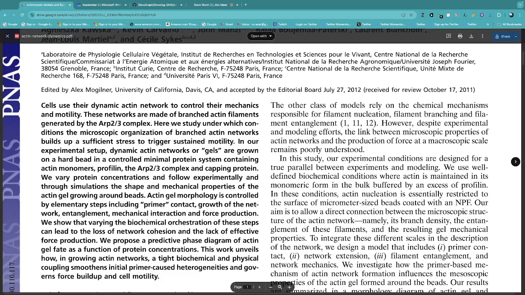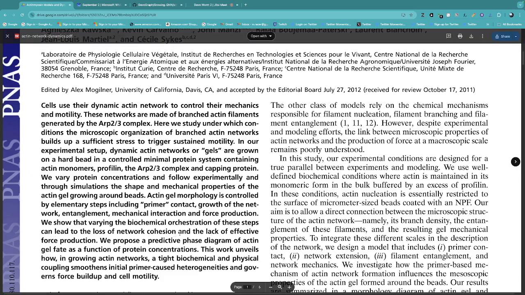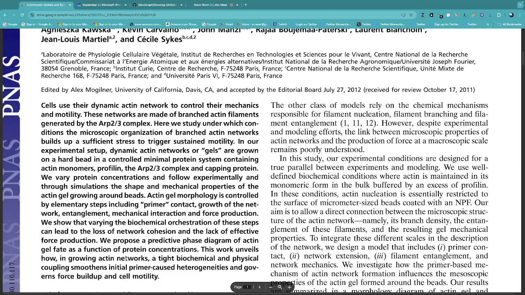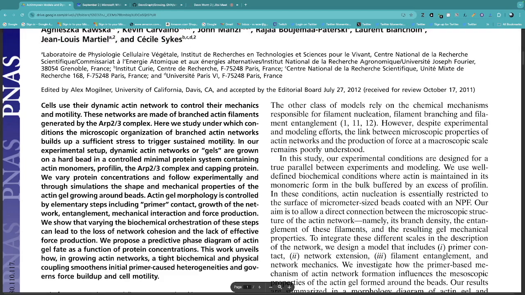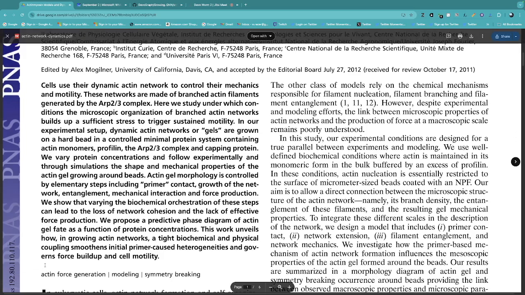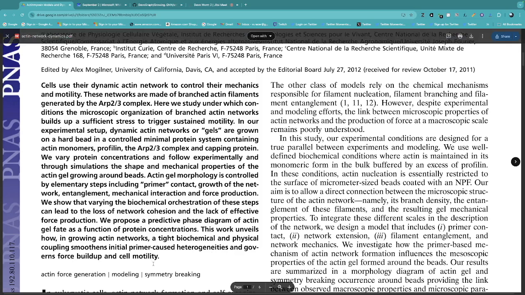We show that varying the biochemical orchestration of these steps can lead to the loss of network cohesion and the lack of effective force production. We propose a predictive phase diagram of actin gel fate as a function of protein concentrations. This work unveils how, in growing actin networks, a tight biochemical and physical coupling smoothens initial primer-caused heterogeneities and governs force buildup and cell motility.